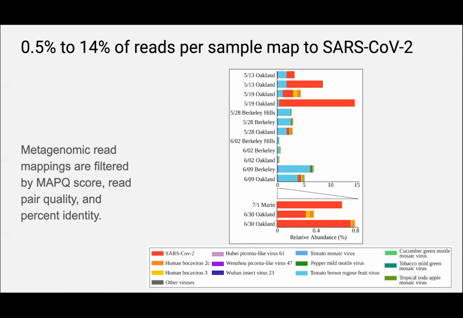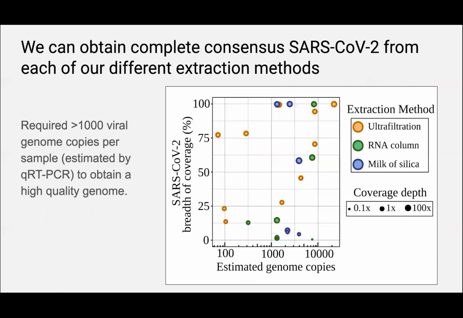And so what we're going to do to really quantify the amount of SARS-CoV-2 in these samples is we're going to map viral reads to the viral genome and filter pretty stringently, make sure they have perfect mapping scores and perfect identity to the genome, or near perfect identity, as we'll see in a second.